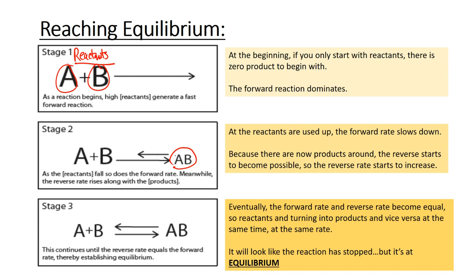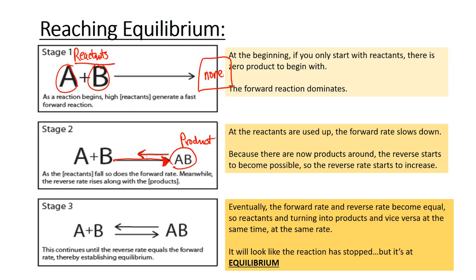Now, as we're forming a little bit of product, notice my forward reaction, the rate I'm going to indicate by the size of the arrow. It's still fairly quick, but now that I've got some of this product available, we introduce the possibility for the reverse reaction to occur. So that reverse reaction arrow starts to increase. It goes from not happening at all, because we had no product, to now happening a little bit. So it starts to speed up in the reverse reaction.